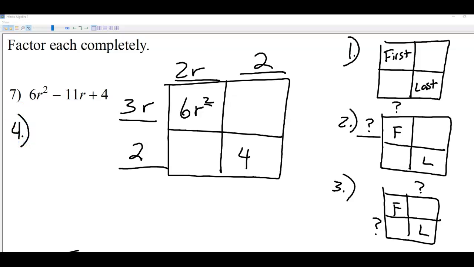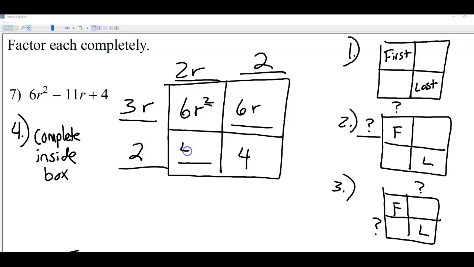Now, at this point, we're going to complete the box. We're going to complete the inside of the box there. So what would go here? 6r. And what would go here? 4r.